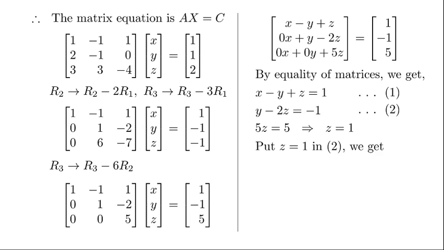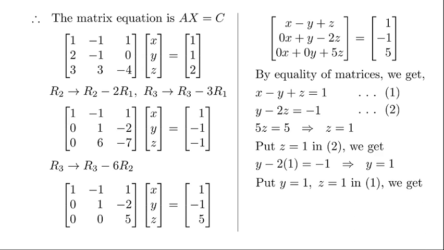So put z equals 1 in equation 2, we get y equals 1. Put y equals 1, z equals 1 in equation 1, we get x equals 1. Therefore we get x equals 1, y equals 1 and z equals 1.